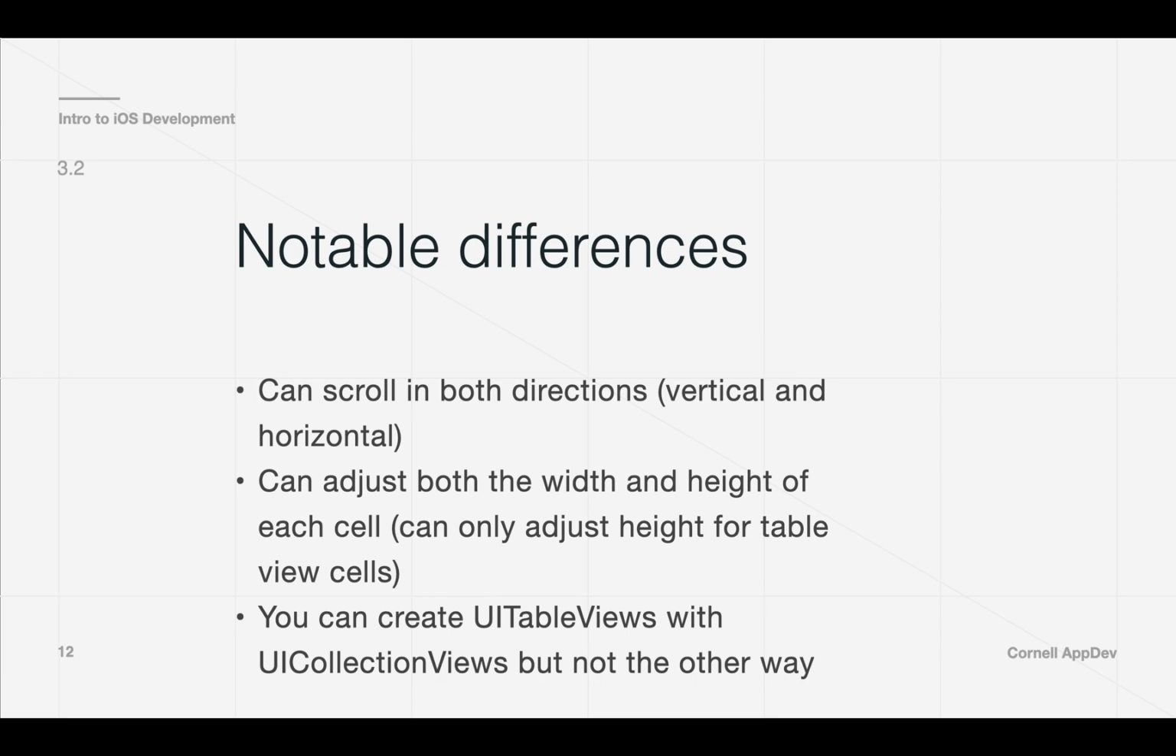Some of the big differences are allowing for vertical and horizontal scrolling. With table view, you're restricted to just vertical. You can also adjust the height and width of each cell, whereas for a table view, you can only adjust the height because the width is just constrained to whatever the width of the table view is. And it would be the same for all rows. And you can create a UI table view, like I said, with a UI collection view, but you can't do the opposite. You can't have a grid layout with 3 items per row with a table view.